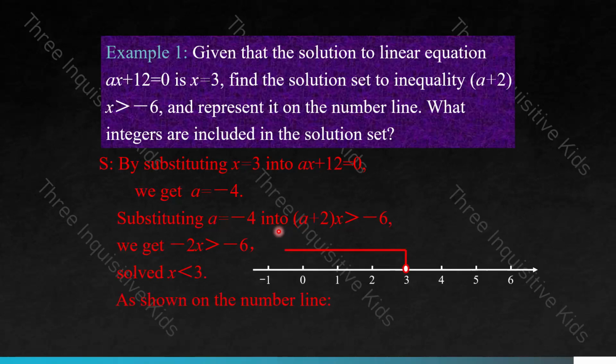And now we have to show it on the number line. First, we create a number line, and then we mark that boundary marker. And since it is a less than sign, we extend the drawing to the left. And now, as shown on the number line, the solution set includes integers 1 and 2.